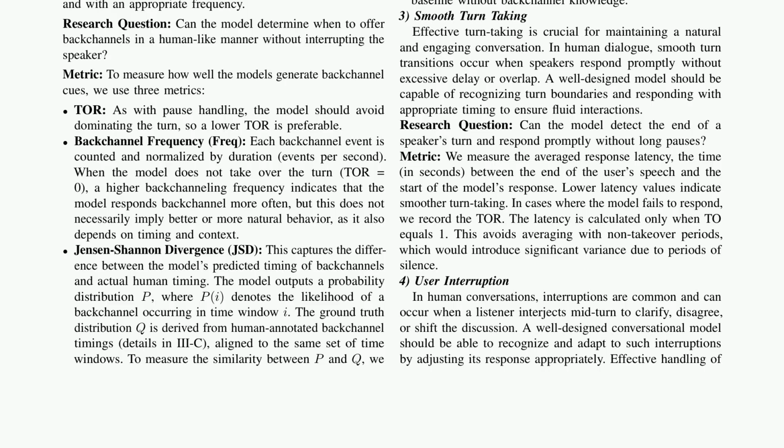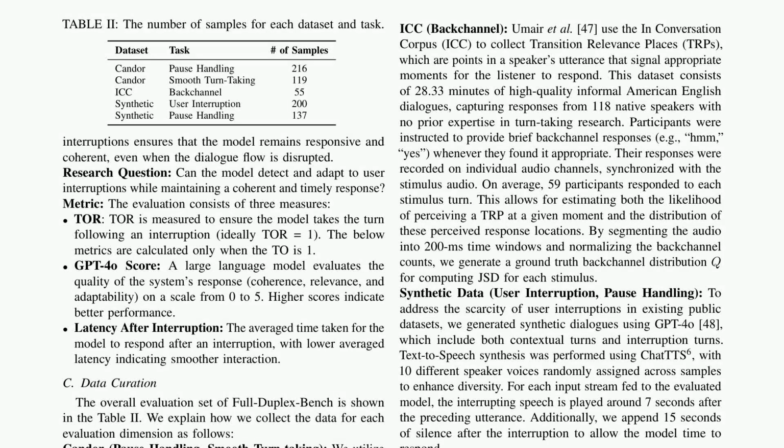4. User interruption. In human conversations, interruptions are common and can occur when a listener interjects mid-turn to clarify, disagree, or shift the discussion. A well-designed conversational model should be able to recognize and adapt to such interruptions by adjusting its response appropriately. Effective handling of interruptions ensures that the model remains responsive and coherent, even when the dialogue flow is disrupted. Table 2. The number of samples for each dataset and task.